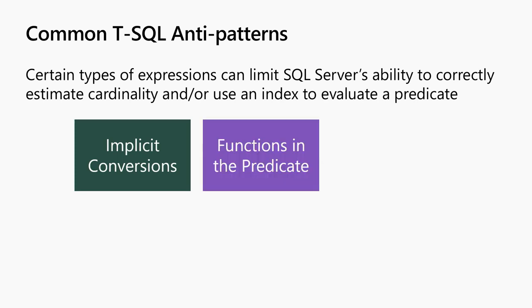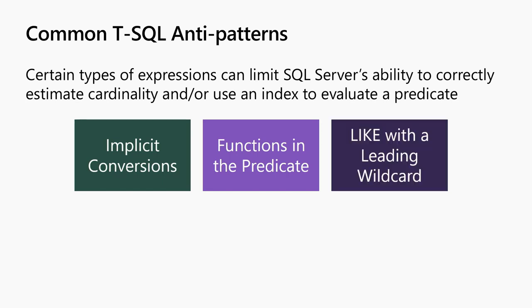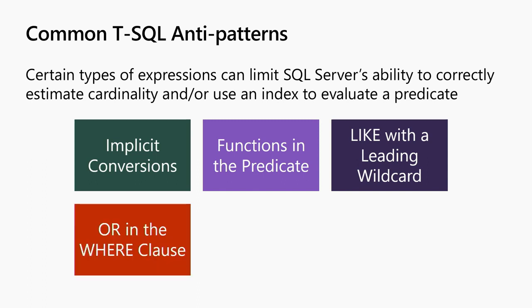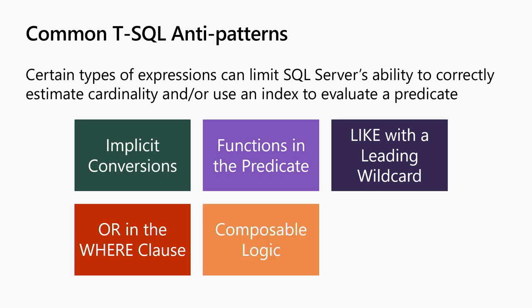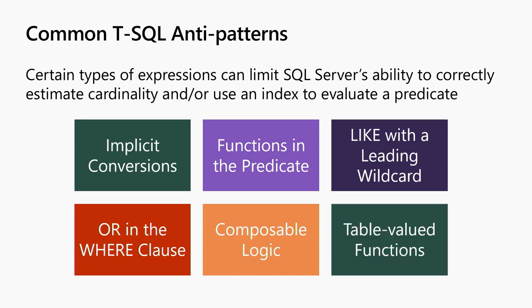Functions in the predicate. So in your where clause or in a join condition, if you're not joining on the actual column names themselves, but you're applying some kind of function. Like with a leading wildcard, so if you're doing a like comparison or fuzzy matching and you have a leading percent or a leading wildcard, that also can be an issue. Or in the where clause. This is sometimes OK, sometimes not OK. We'll talk about that. Composable logic, I call this the Swiss Army knife query or the all-purpose query. A query that you run one way and it's a spoon and you run it another way and it's a fork. And then table-valued functions.